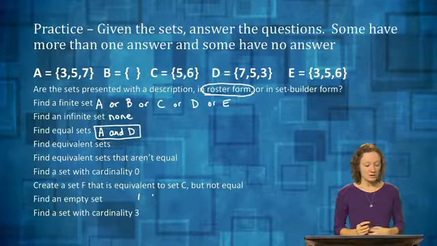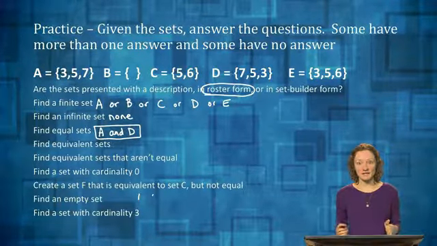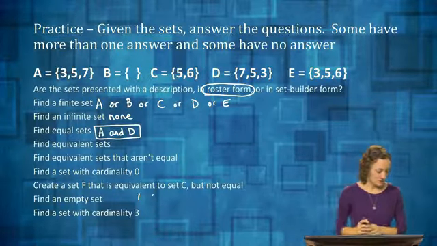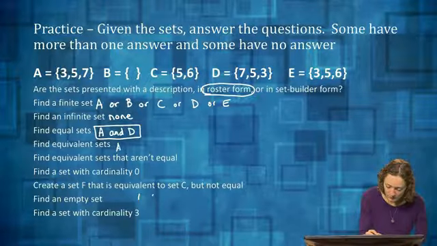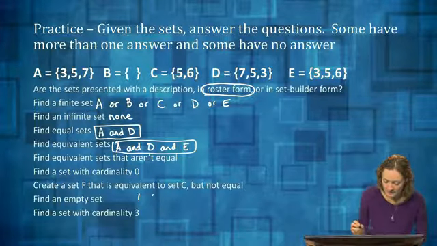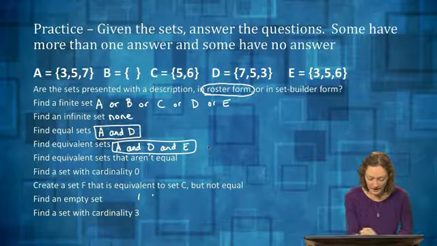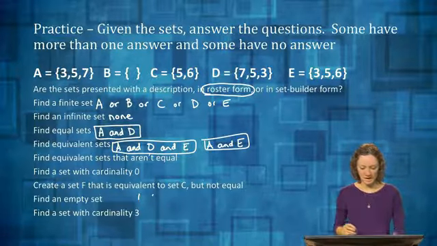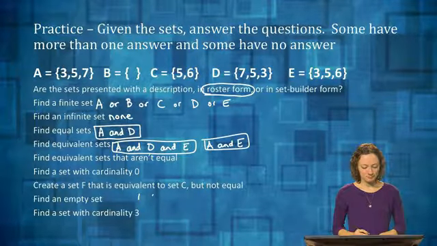The next one, find equivalent sets. So equivalent sets just means they contain the same number of items. So for this one, we have even more than 2. A and D and E all have the same number of elements. It would have been totally fine if you said any combination of these. If you said A and E, that works. If you said A and D, if you said D and A, whatever works, as long as you're conveying equivalent sets.